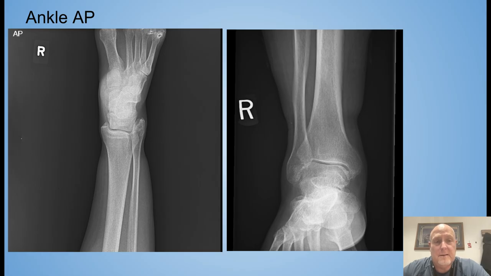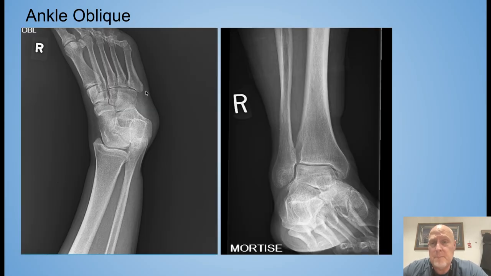Now remember that ankles are hung from the knee, so they need to look anatomically correct. Let's move on to the oblique or the Mortise view. Again, the one on the left is a really nice image. Kudos to whoever took this image. It's just upside down. We look at the one over on the right, and it is annotated correctly.